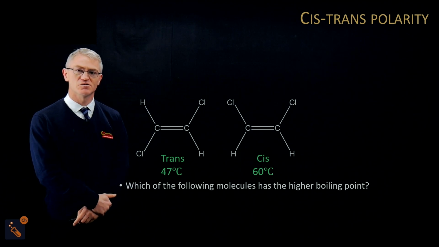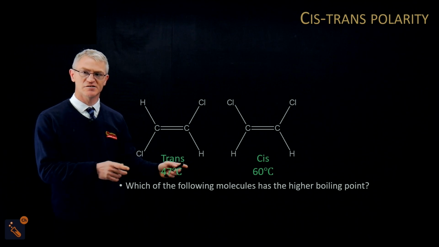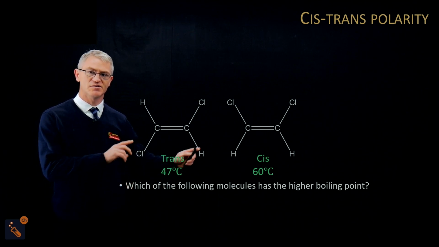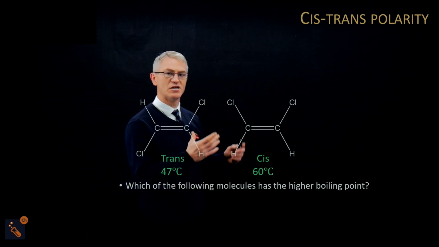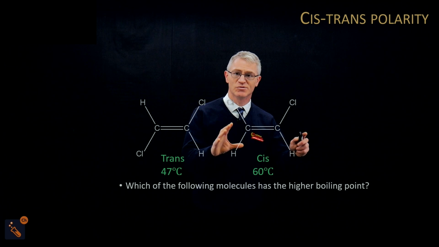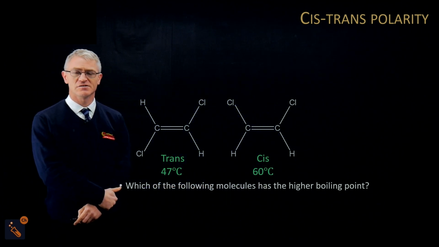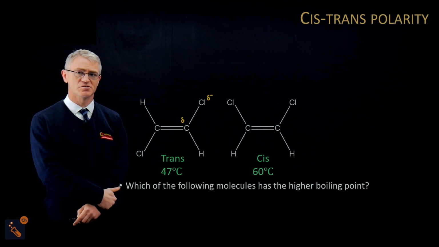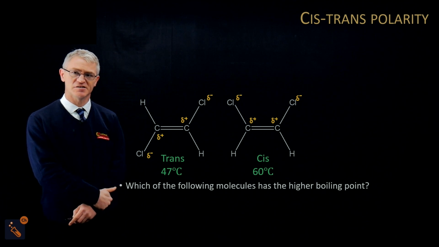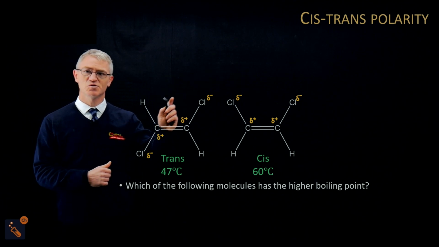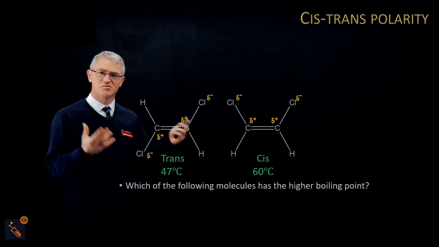Which of the following molecules has the higher boiling point? Now, I've put them here. So you've got the trans has 47, whereas the cis has 60. So the higher boiling point is this one here. And why do you think that is? So let's just put the dipoles on, just to show. So we should have dipoles like this. That means the chlorine is more electronegative than the carbon, and so that makes sense. So we put all our dipoles on.